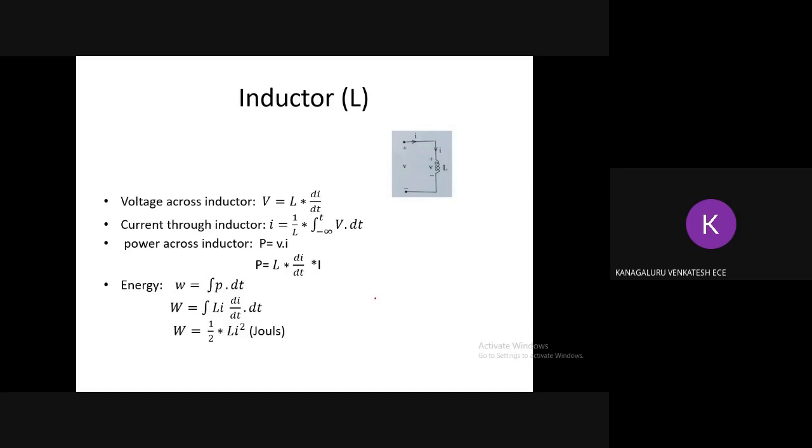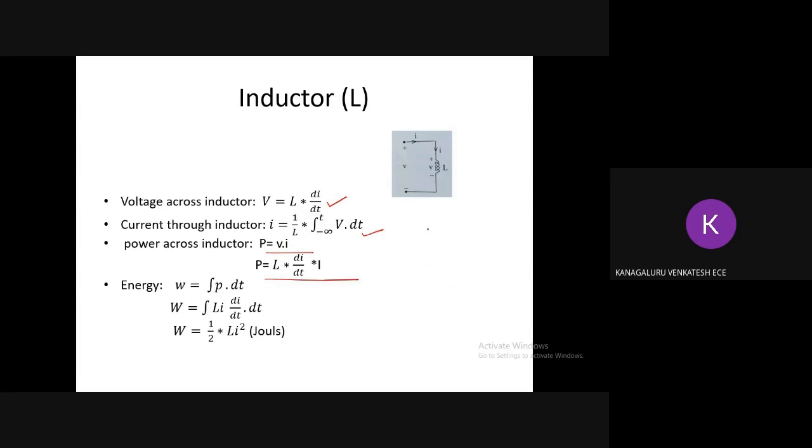Now we'll see about the inductor. Voltage across an inductor is nothing but L di by dt, and current through an inductor is nothing but 1 by L integral from minus infinity to t of V dt. Then power across the inductor: we know that power is nothing but V into I. V is nothing but L di by dt, so I just substituted L di by dt here. So this is nothing but power.